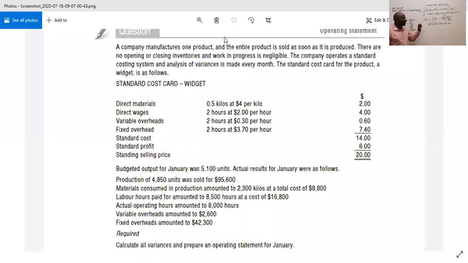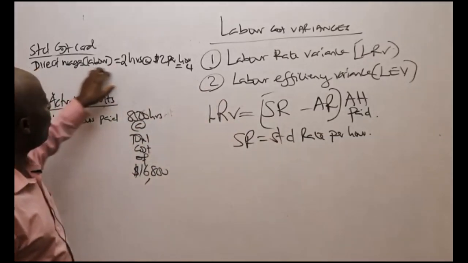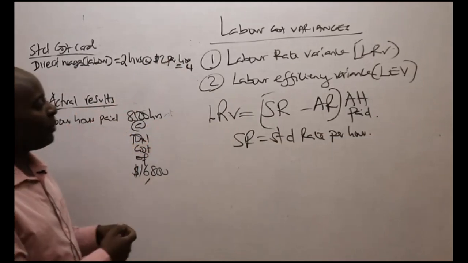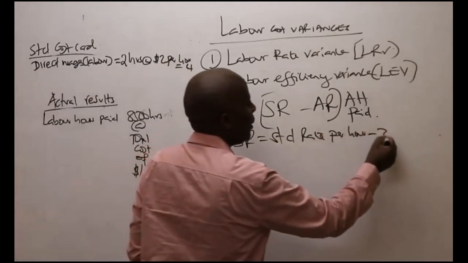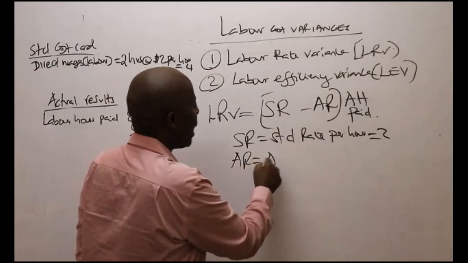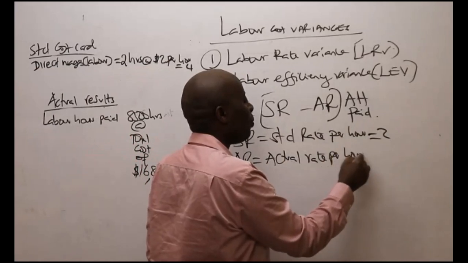When they talk of standard rate, you throw your eyes to the standard cost card. So like now here, the standard labor rate per hour is $2 per hour. So I'll come and say this is two. This is $2 per hour. How about AR? AR stands for the actual rate per hour, the actual payment per hour.